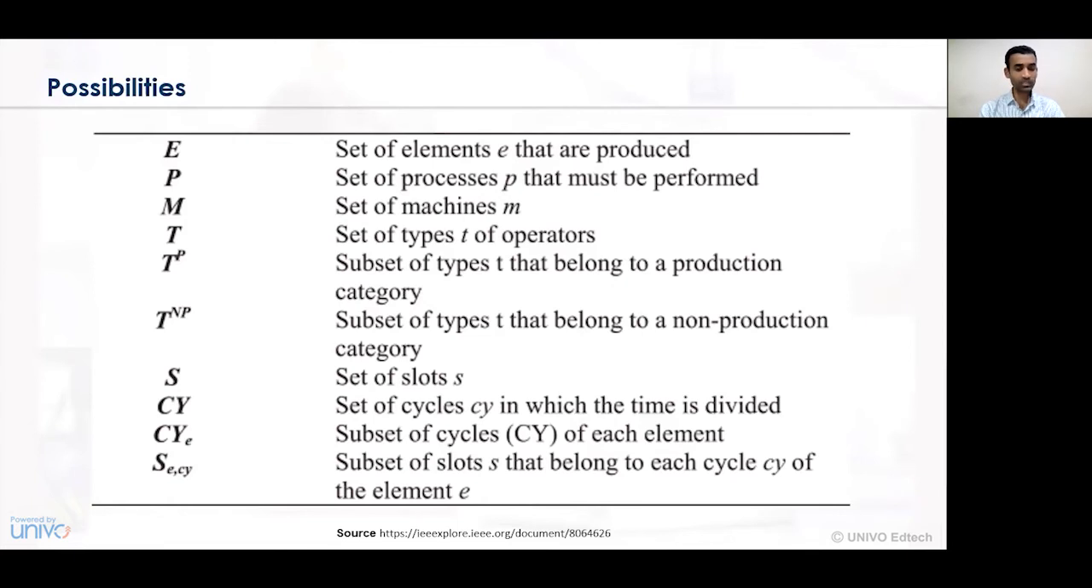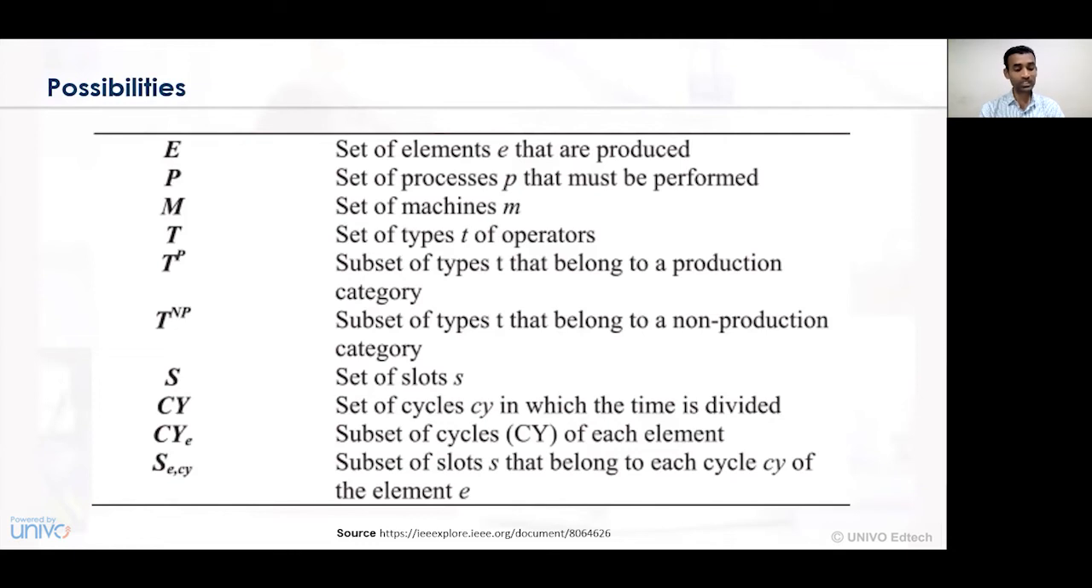The capital T focuses on the set of types T of operators. So what type of operators are performing a specific job or a certain activity. The composition T raised to P tells about the subset of types T that belong to a production category. The composition T raised to NP provides the subsets of types T that belong to a non-production category. And then further, the S denotes the set of slots which have been created in a certain organization for passing of product into the assembly line.